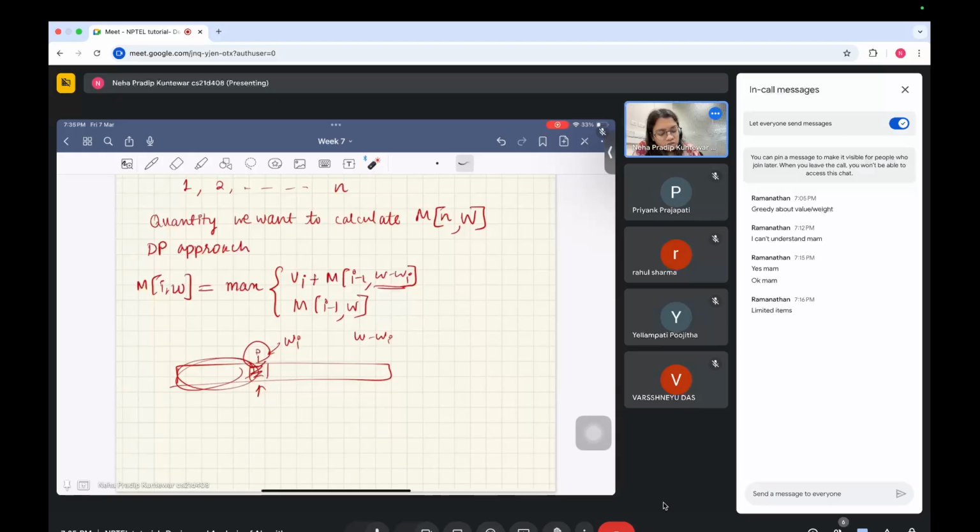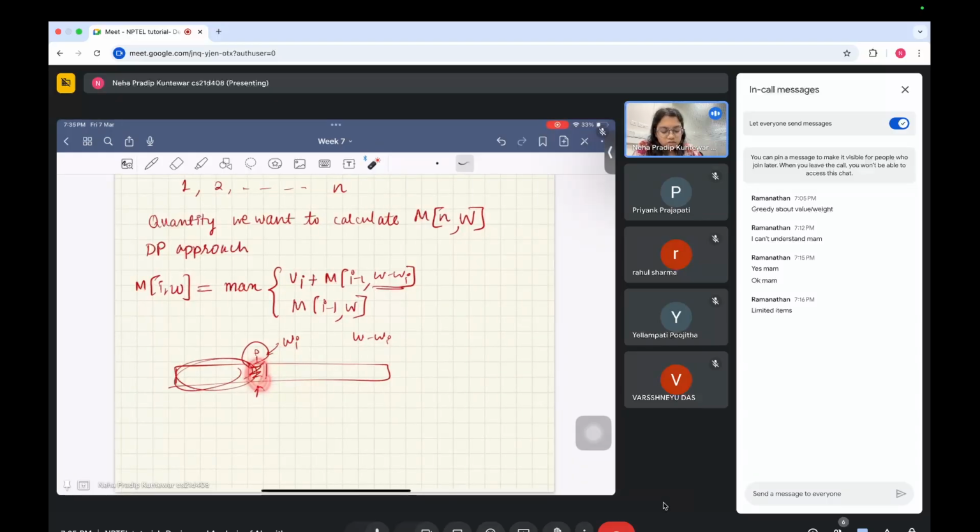That's it. So then what you do is you look at this quantity that we defined earlier, which I want to maximize. So when will I get the maximum value in my knapsack? It is either that I choose the ith item. In that case, the remaining weight that I have here is W minus Wi, and this I want to maximize. So that is nothing but m of W minus Wi.